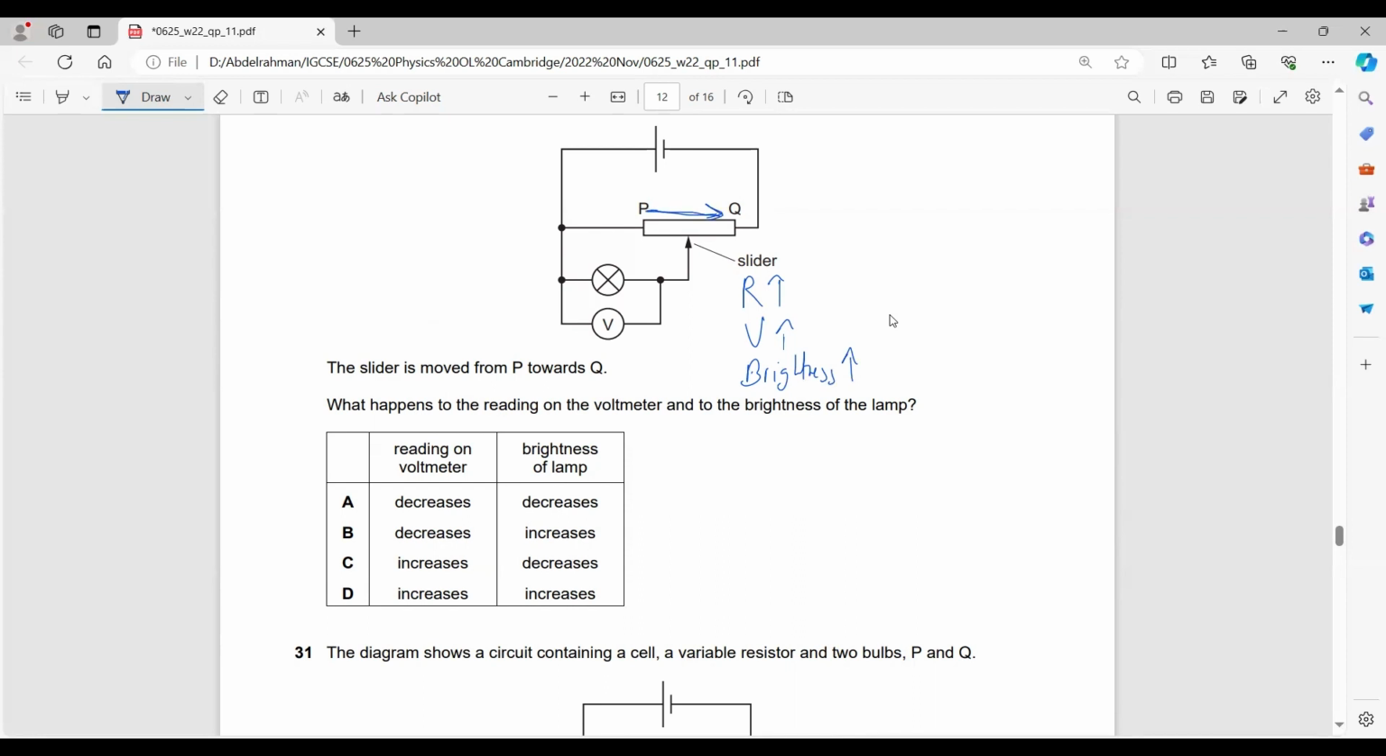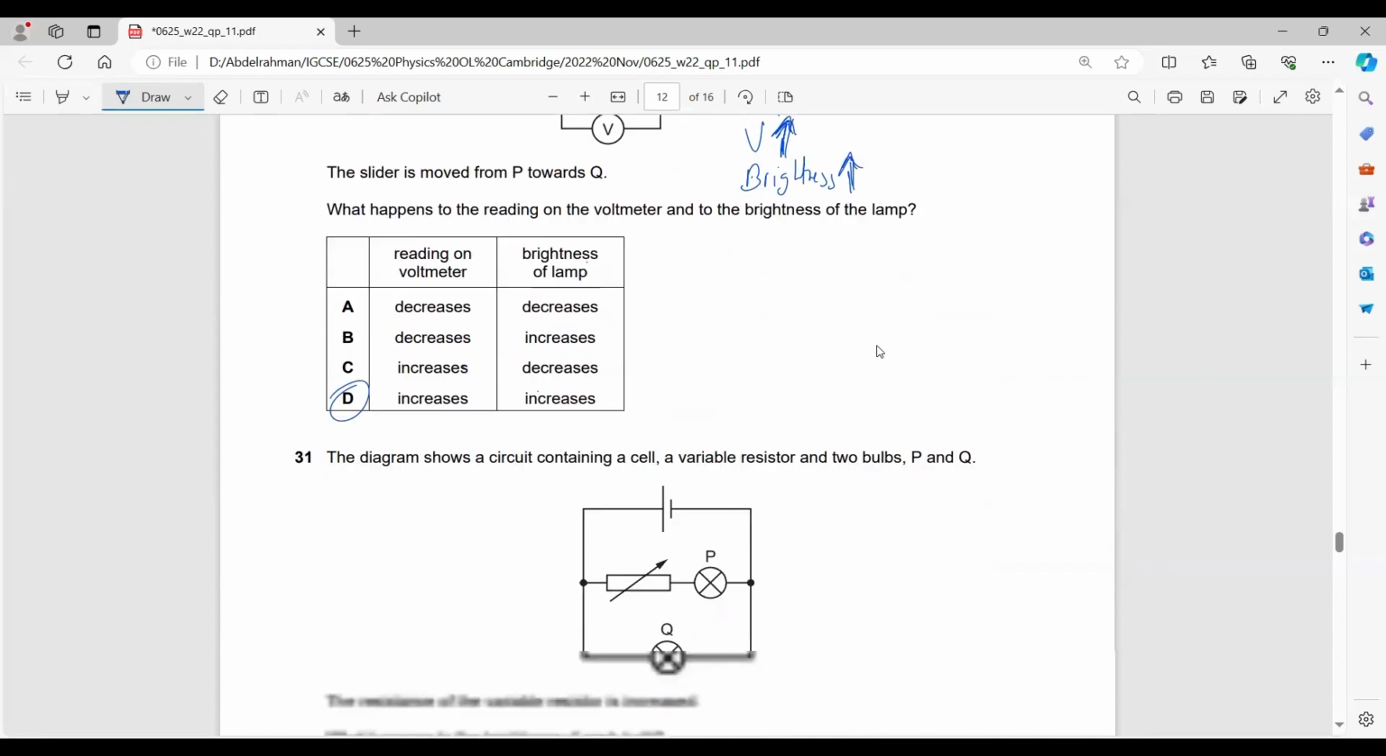Because it's moving this way, so the length is increasing, and we know as the length of a metal wire increases, the resistance increases. Okay, when the resistance increases, the voltage increases as well, and therefore the brightness of the lamp has to also increase. So the voltmeter increases and the brightness of the lamp increases. Okay, this is quite easy. This question, you actually need to solve it a couple more times. If you have not yet understood it, please solve it one or more times. Okay.